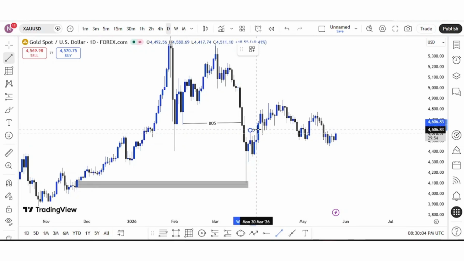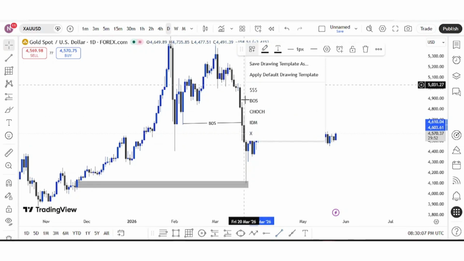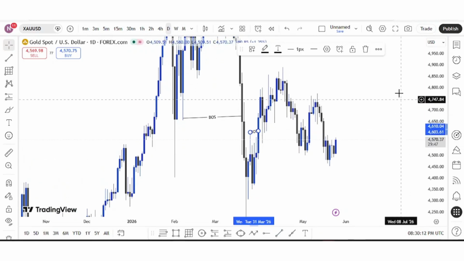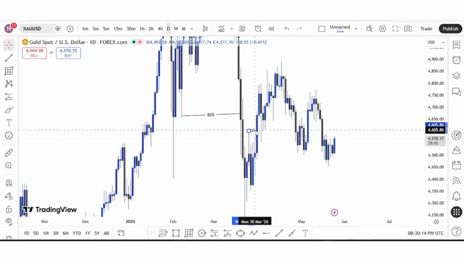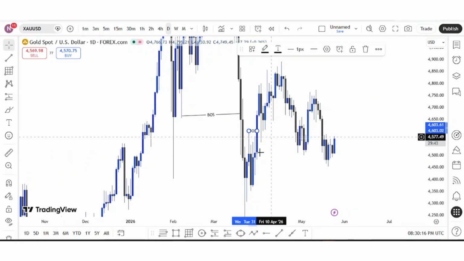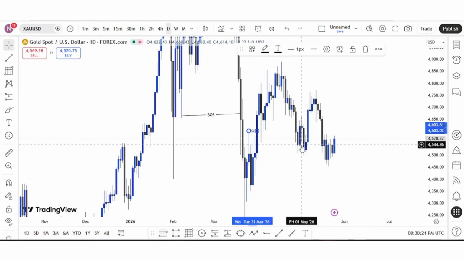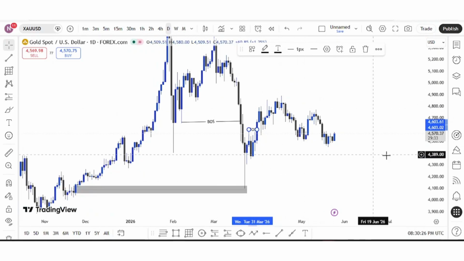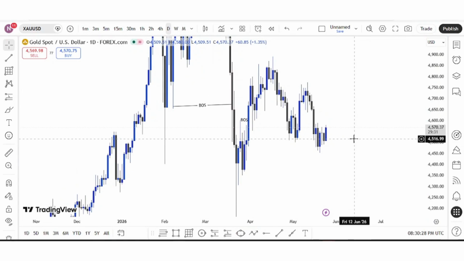We have this internal break of structure. We have this internal break of structure. Then we can see that price has been breaking structure from the daily time frame. We can see that gold actually is bearish, but here is something interesting.